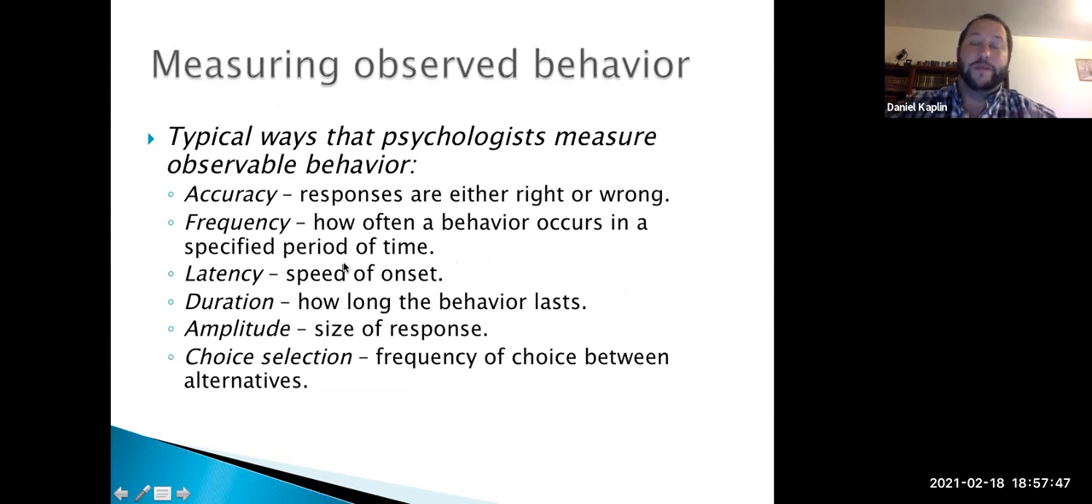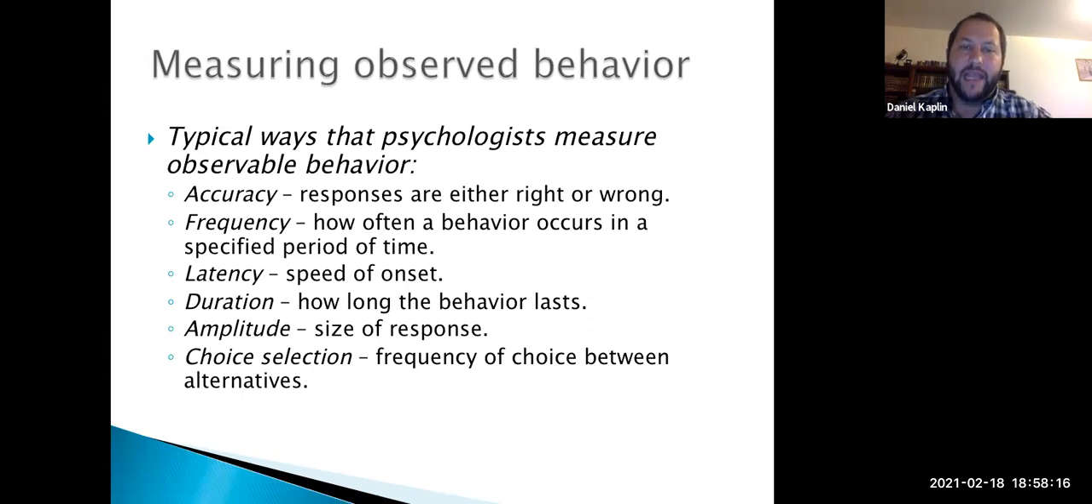Now, when you're observing behavior, you can score a person's behavior in many different ways. Things like accuracy. Did they answer correctly or incorrectly, right? Things like frequency. That's how many times a behavior occurs. Things like latency. How long did it take from the beginning to start doing the behavior?